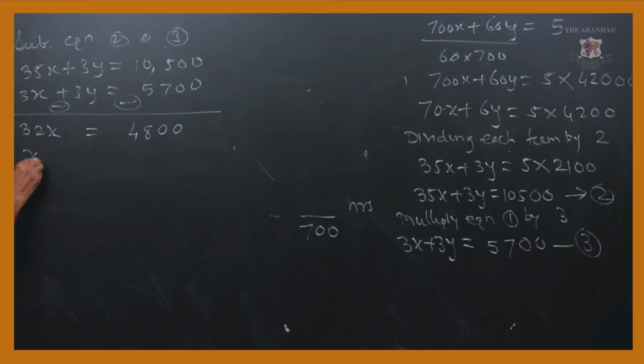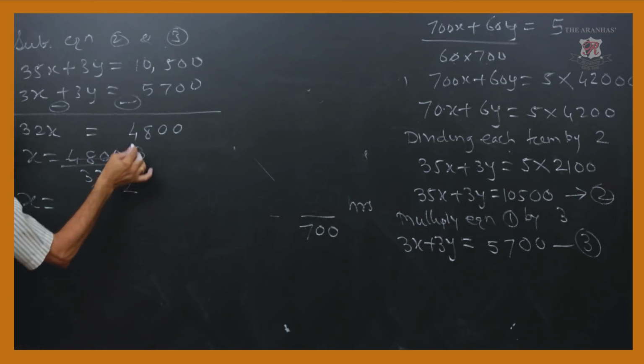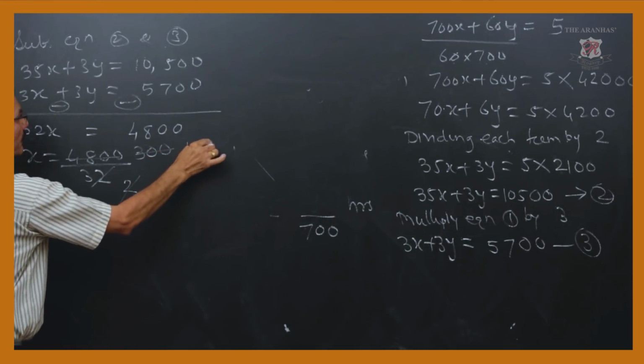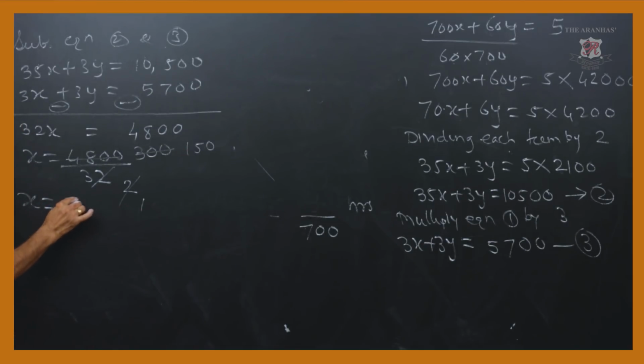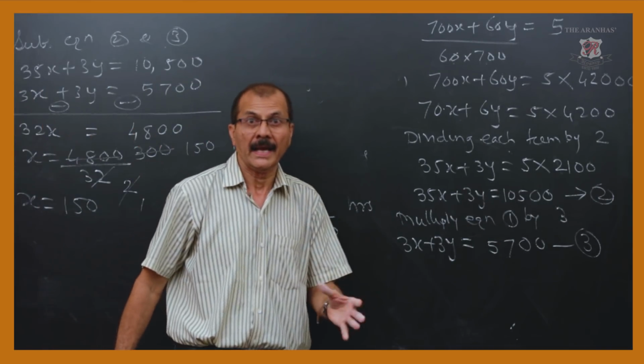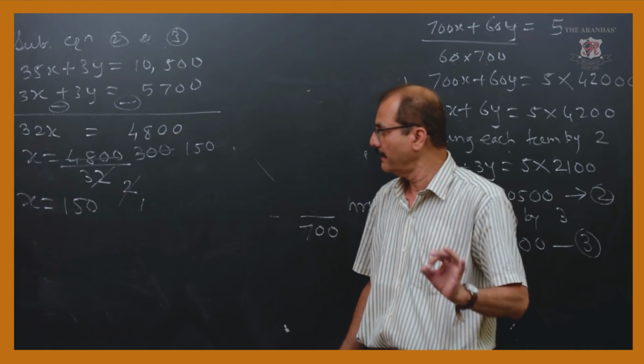So, you get x is equal to 4800 upon 32. So, x is equal to, if you divide this, 16 twos are 32, 16 threes are 48, 0s are 0s, 2 ones are 2, 15s are. So, you get x equals 150. So, what is my x? My x is the distance travelled by the bus, and this is what you are asked. You are asked only the distance travelled by the bus.